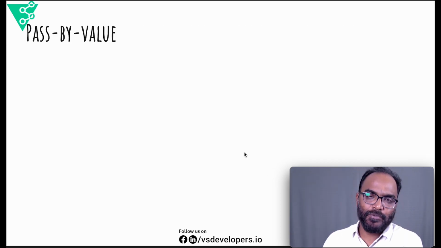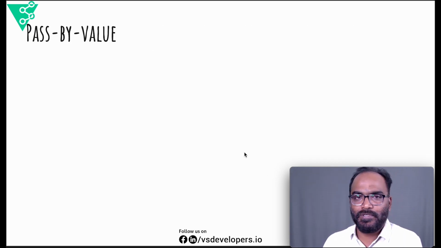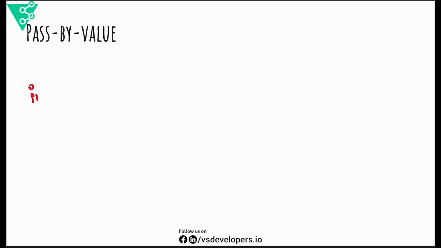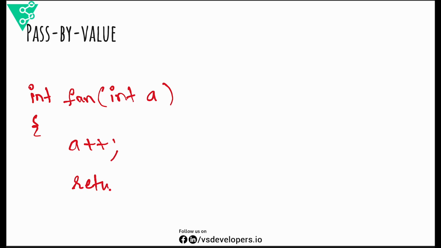Using pass by value as the default way of passing parameters to functions, I'll go ahead and write an int function, and then you are passing another integer variable, int a. And in the definition, what you want to do is increment a by 1 and then return it. Well, this is the functionality.